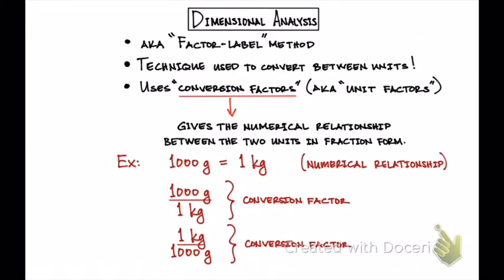So conversion factors, these are basically equivalent to 1, right? When you divide 1,000 gram by 1 kilogram, this is essentially equivalent to 1, because 1,000 grams is equivalent to 1 kilogram, right? They're equal. And so when you divide something by its equivalent, then you get the number 1.